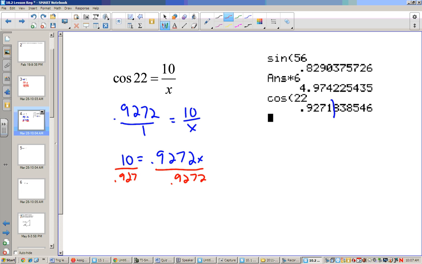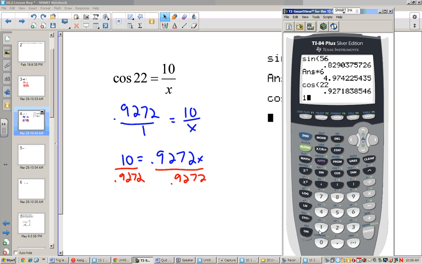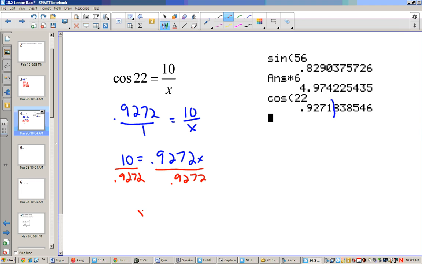And let's see what our calculator says. I'll take 10 divided by 0.9272. Now it looks like 10.79 if I round that 5 up. So x is 10.79.